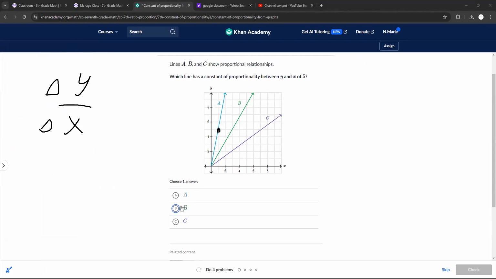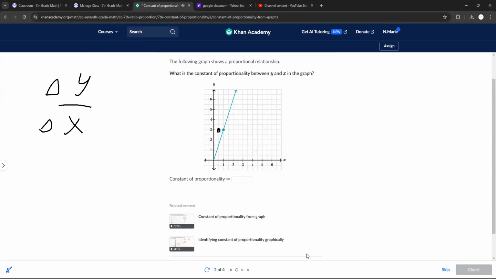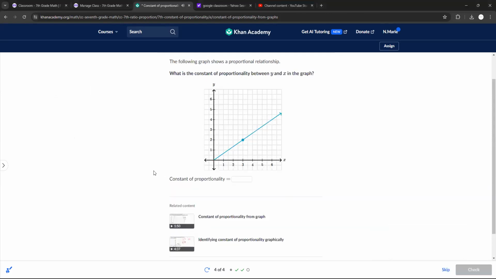Up 5 units, right 1, I meant to say. Oh, I selected the wrong one. Oops, it should be A. Okay, so then this one, what's the constant proportionality? Well, it's the change of y, which is 3 units, over the change of x. So this is 3. Which line here has a constant proportionality of 1/2? So which of these would you be able to go up 1 over 2? And that would be the purple one. And here you go up 2 over 3, and so the constant proportionality is the change of y over the change of x.